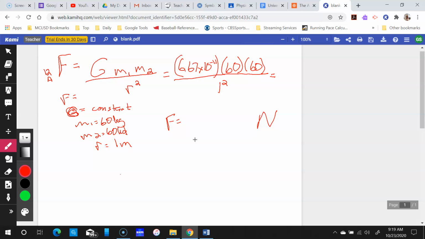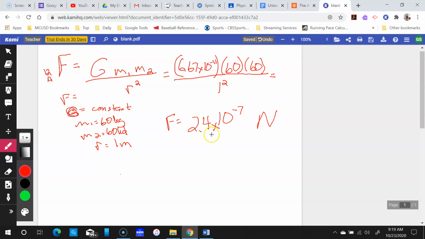And it looks like the answer will be 2.4 times 10 to the negative 7th, right? So that is 12A. Again, just be careful as you're plugging in your numbers into your calculator.